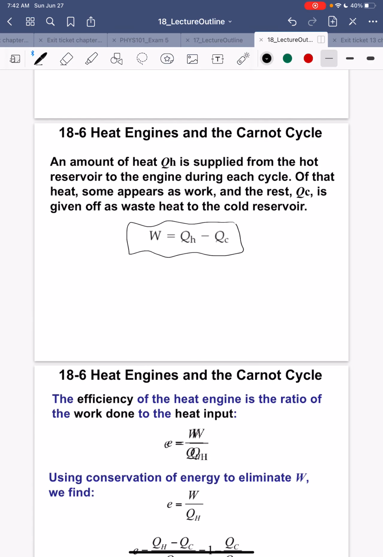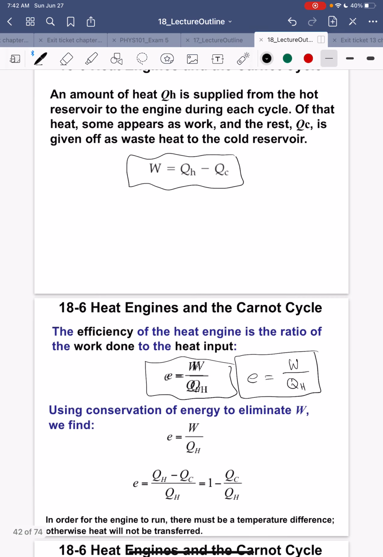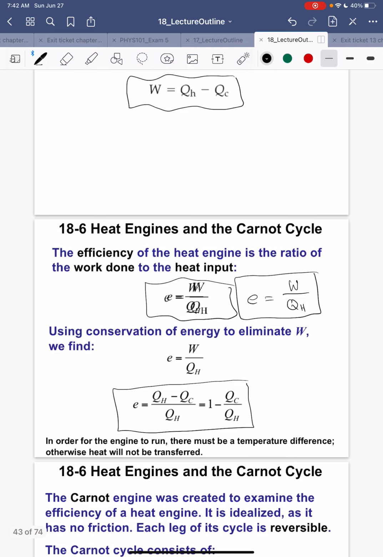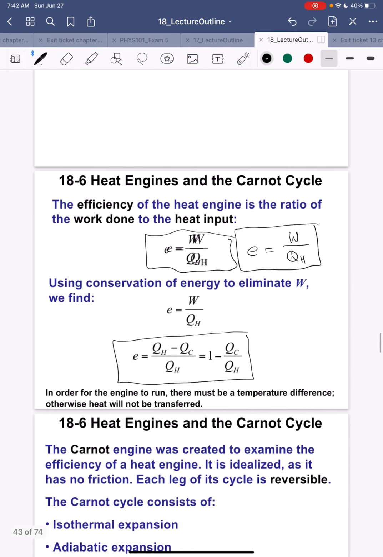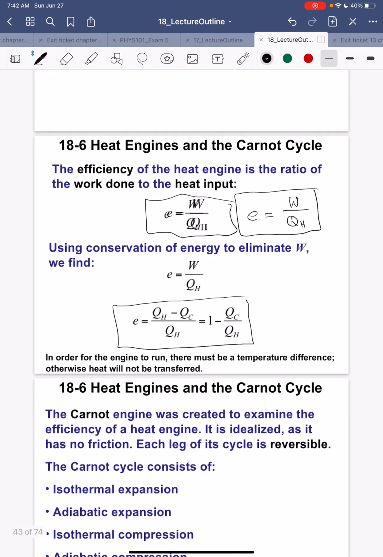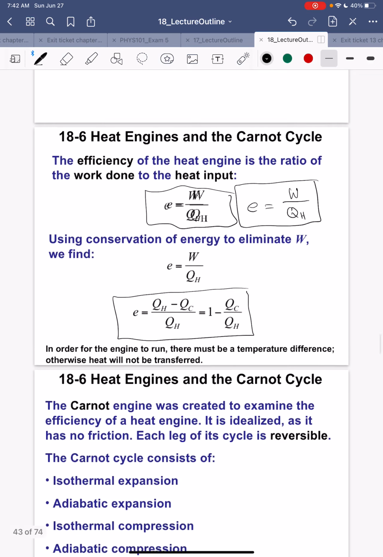One of the parameters that I'm looking at is the efficiency of a heat engine, which is how efficient it is in creating that work done: work divided by Q hot. And since W is Q hot minus Q cold, I can write my efficiency as 1 minus Q cold over Q hot. In order for the engine to run, there must be a temperature difference, otherwise heat will not be transferred. If both are at the same temperature, hot minus cold is zero, and then the efficiency is zero.